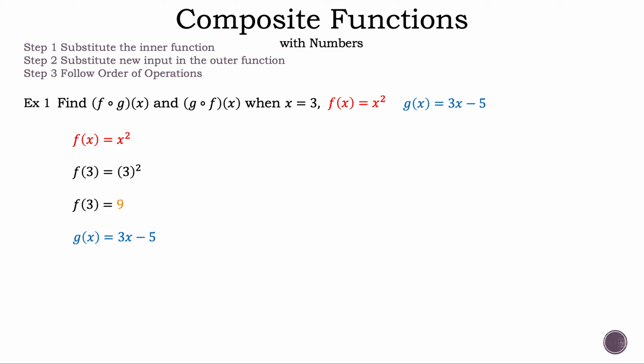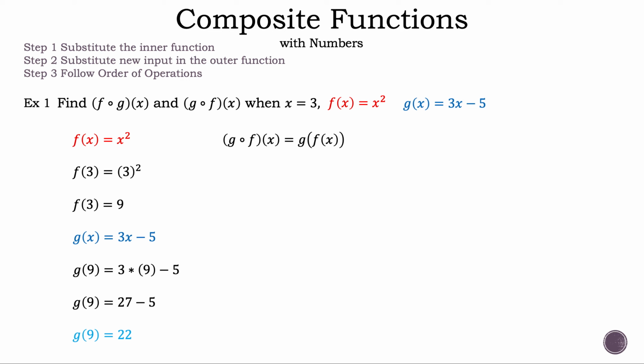So let's write down g of x so we can substitute 9 for x. So now we have g of 9 is equal to 3 times 9 minus 5, and 3 times 9 is 27, and 27 minus 5 is 22. So g of 9 is equal to 22.